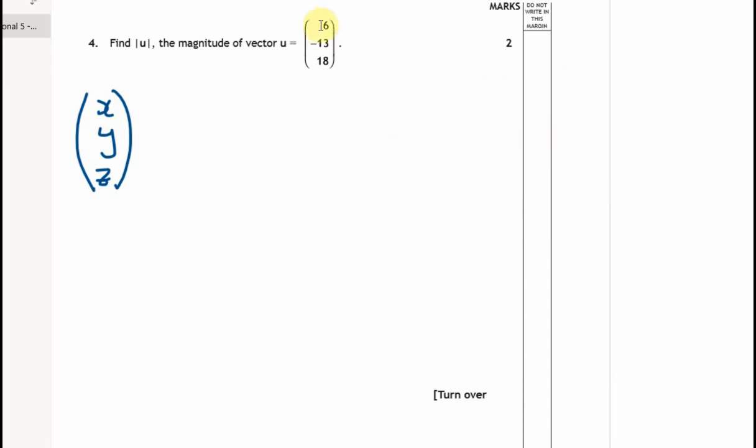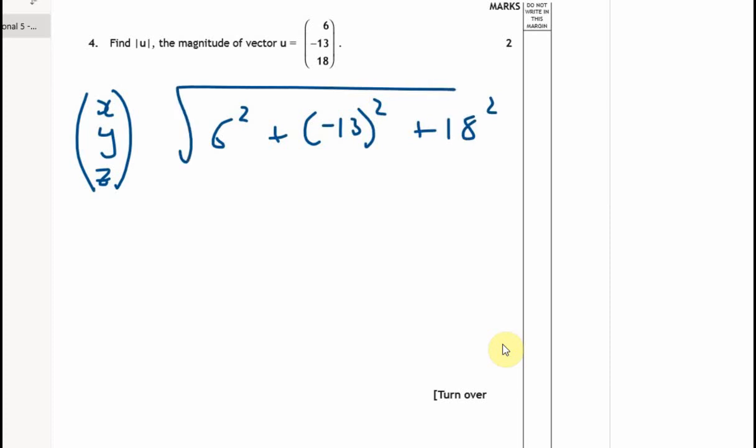Given all the different components, how far along, into the page, up the page it's gone, what's the kind of final resultant? Okay, so you're quite simply just going to do 6 squared plus minus 13 squared plus 18 squared, and then square root it. So it's the same. You've got the z term, which obviously we don't have in Pythagoras, but it's just the exact same thing we're doing. So if we get that into our calculator, we should end up with 23.